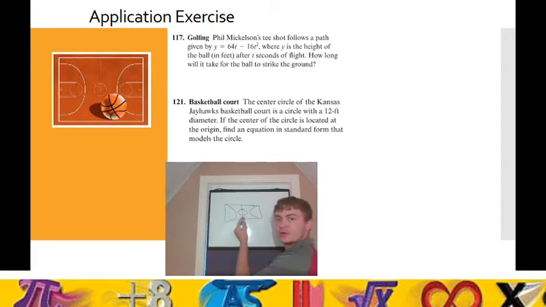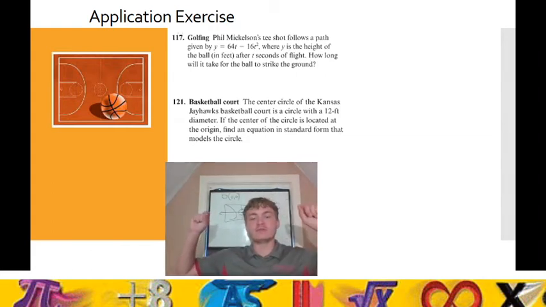for a basketball court, the center of the circle there, imagine an x-axis that runs through the y-axis. The center of the circle, imagine as an origin. The origin is the ordered pair with coordinates 0, 0. It says here that the circle has a 12-foot diameter. A diameter is the measure from one end of the circle to the next. The radius is only half the diameter, so the radius in this case is 6 feet.